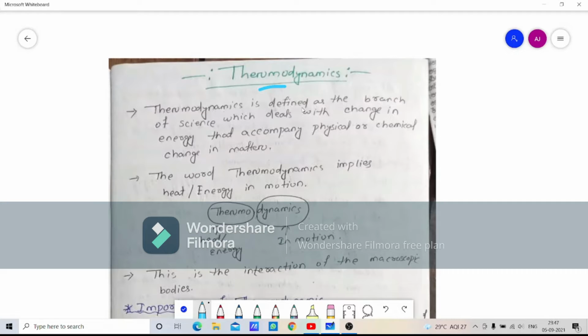Thermodynamics. So thermodynamics is defined as the branch of science which deals with changes in energy that accompany physical or chemical changes in matter. That means it is the branch of science which deals with the changes in energy. That means during a physical or chemical process of matter, how much energy is changed, or how much energy is required or released during that process, or the change in the absorption and release of heat, the change in the energy of the substance is known as thermodynamics.